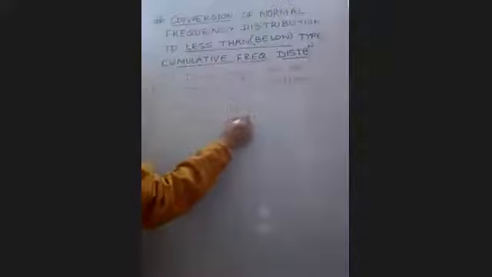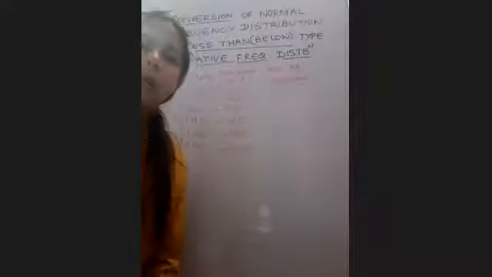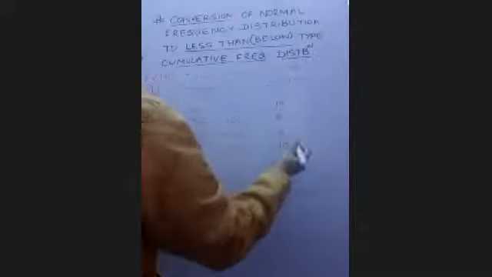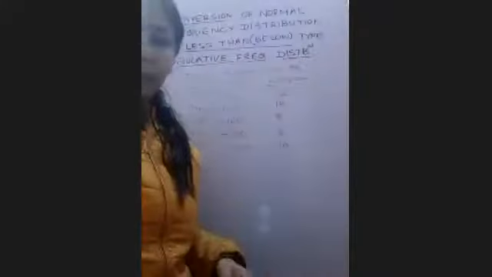We are given daily income falling between 100 to 120, 120 to 140 rupees per day, 140 to 160, 160 to 180, 180 to 200. And then we are given the number of workers falling in each category. Between 100 to 120, 14, then 8, 6, and then finally 10 workers who are earning 180 to 200 on a daily basis.